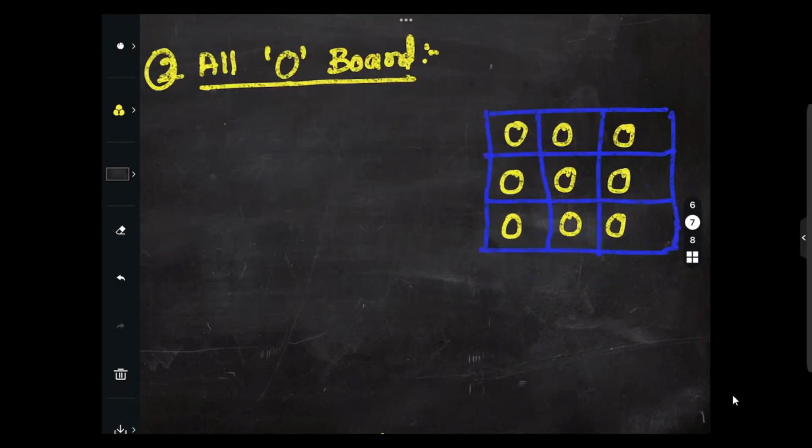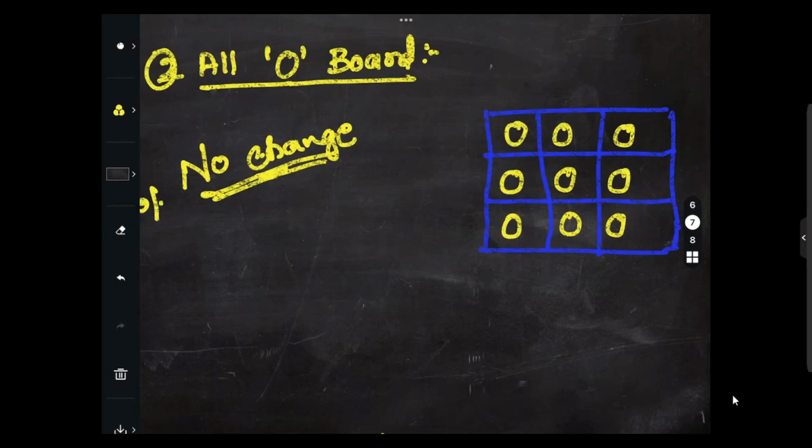Let's move on with the second edge case, nothing but the all o board here. Again the output will be no change. Why will the output be no change here? We'll get the same output, the output will be the same as the input, because all are on the border here. Everything, all are on the border. So no change in the output. It will be the same as the input.